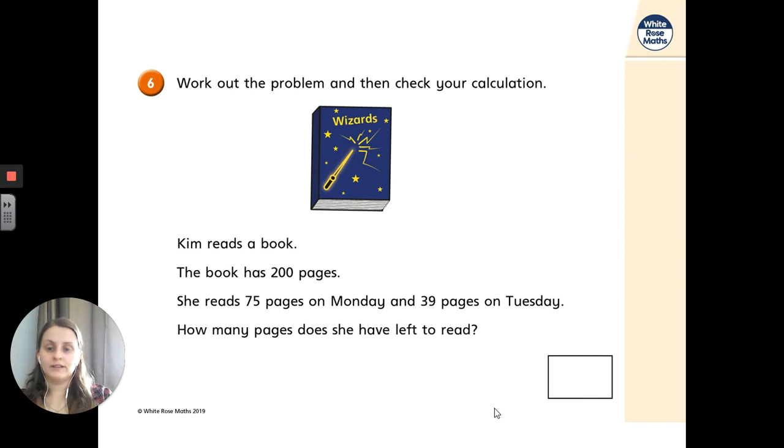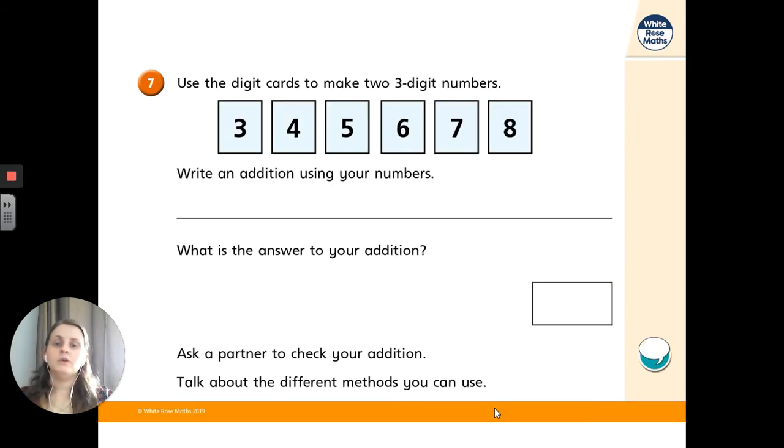First of all, to work out your answer, then to check if you've got it right. Use the digit cards to make two 3-digit numbers. So you've got 3, 4, 5, 6, 7 and 8. So write an addition using your numbers. Any addition you like, only using each digit once though. So I can't have 333 plus 444.